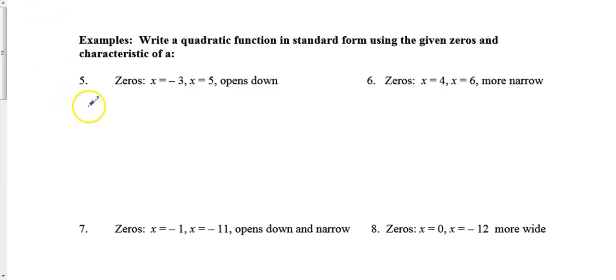Let's build on this a little bit. Next, it says, write a quadratic function in standard form using the given zeros and characteristic of A. So we're going to have a new piece here, but again, very much connected to our prior knowledge. So let's first start off on what would we do if it says zeros are x equals negative 3 and x equals 5. So go ahead and set that up with what we know how to do right now. How would I write my factors given these two zeros?